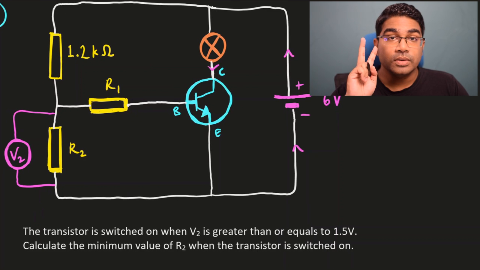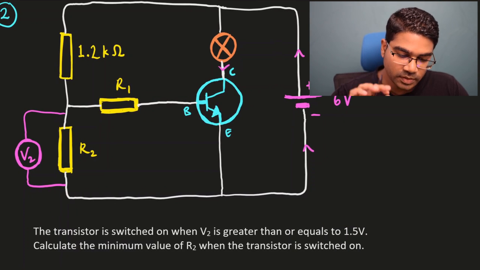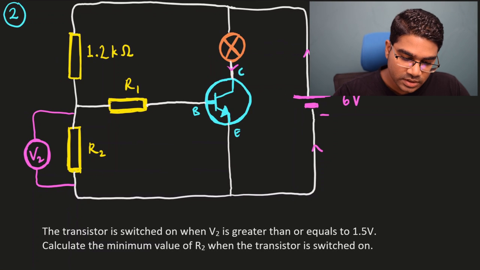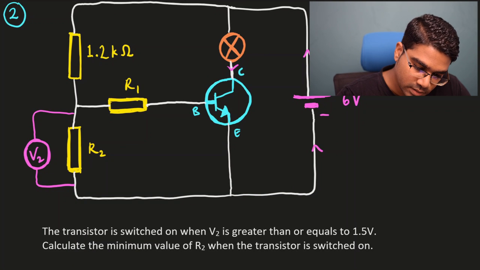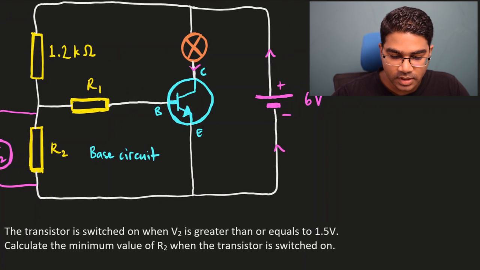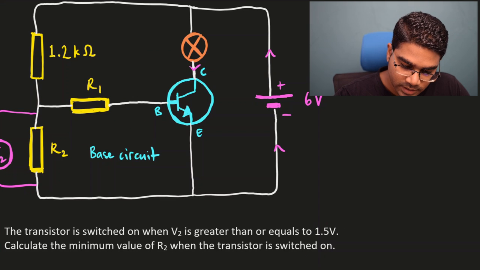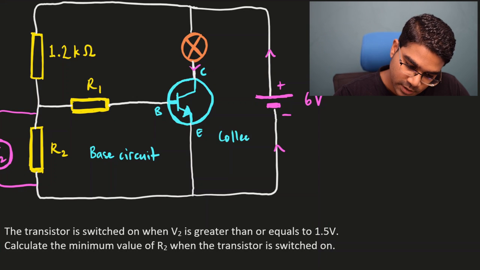Now we have two separate circuits here that we want to focus on. In the transistor we have the base circuit, which is here. This is the base circuit. And then we have the collector circuit. The collector circuit is here. Collector circuit.